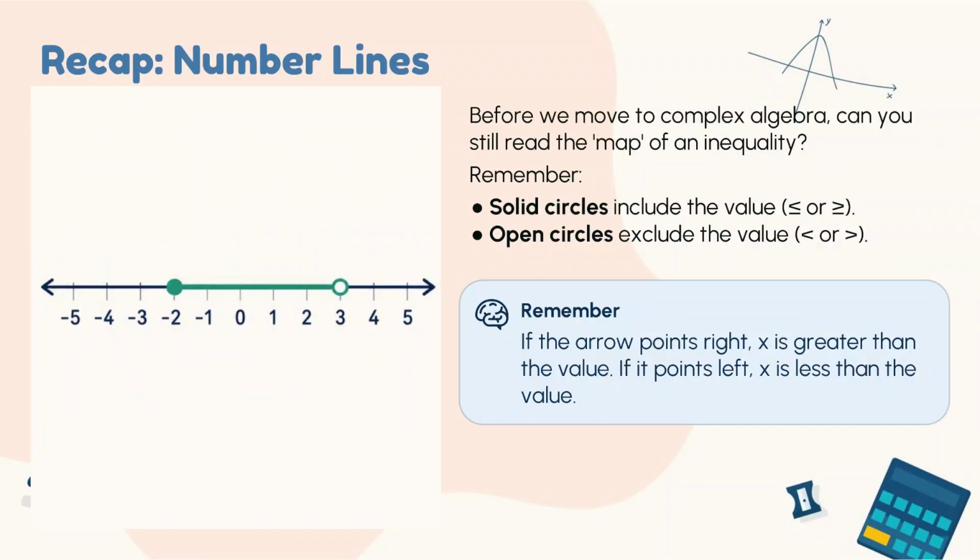Before we move into complex algebra, let's quickly recap number lines for inequalities. A solid circle means the value is included. This is used with less than or equal to or greater than or equal to. An open circle means the value is not included. This is used with less than or greater than. The direction of the arrow also matters. If the arrow points right, x is greater than the value. If the arrow points left, x is less than the value. Think of a number line as a map showing all the possible solutions.